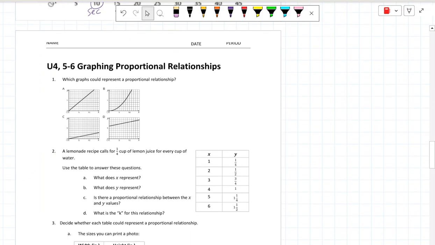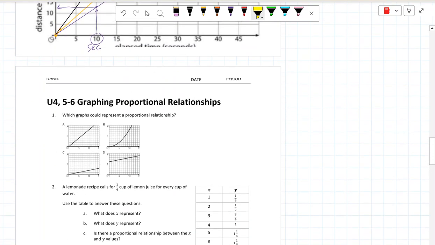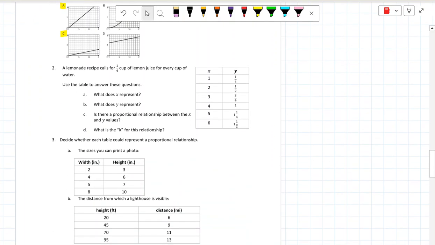All right, put your first name, your last name, the date, and the period. For number 1, it says which graphs could represent a proportional relationship. And so what you're looking for is something that's straight. There are 3 of them that are straight. There are 3 of them that go through the origin. So which ones are proportional? It looks like A and C are both proportional. You'll do 2 on your own.